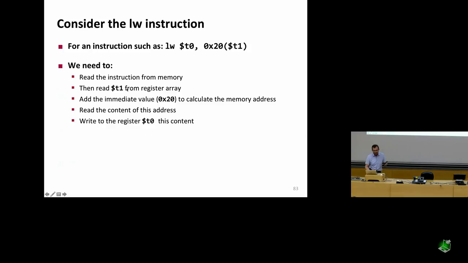And you've seen this already before. We need to read the instruction, we need to read register from the registers, we need to get the immediate value to calculate the address, we need to read the memory from the contents of that address, and we need to write to the destination register. So simple. We've already gone through this multiple times by now, actually.